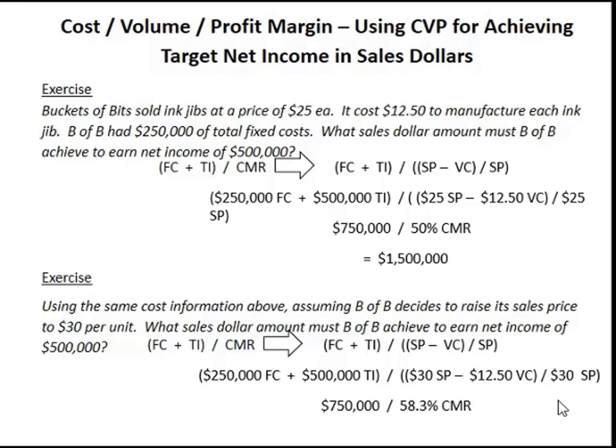Again, when we reduce the equation, it's $750,000 divided by, now in this case, a 58.3% contribution margin ratio. If we divide the $750,000 by the contribution margin ratio, that indicates that in order to not only break even but earn $500,000 of net profit, after we raise our sales price to $30 a unit, the amount of sales that we would have to generate now is $1,286,449.